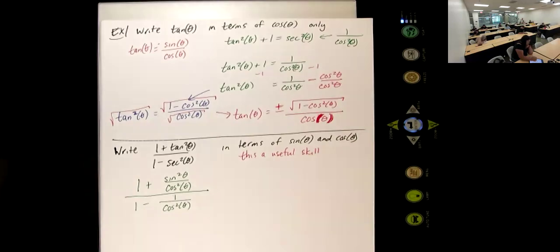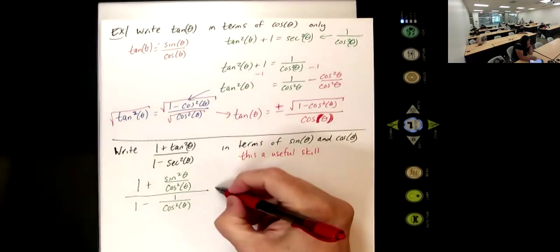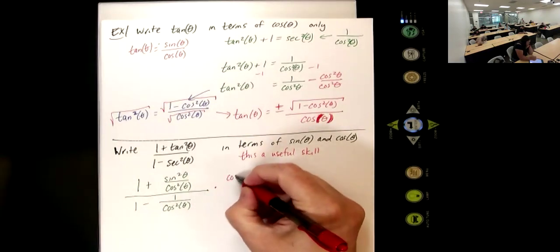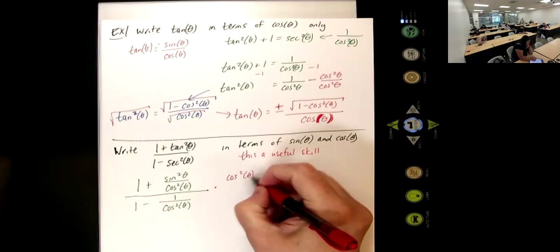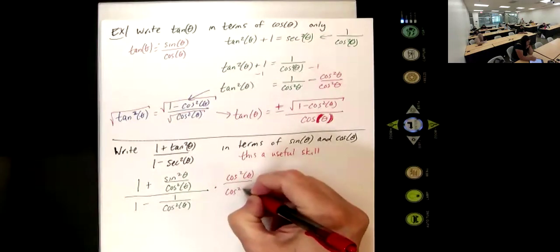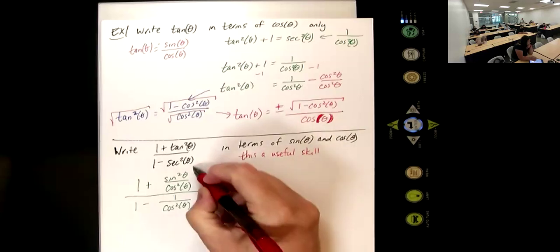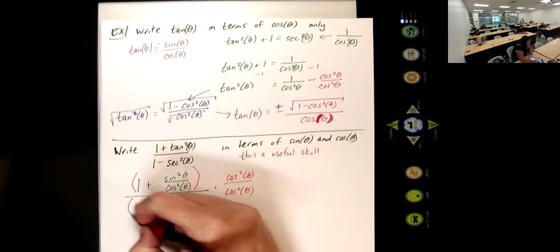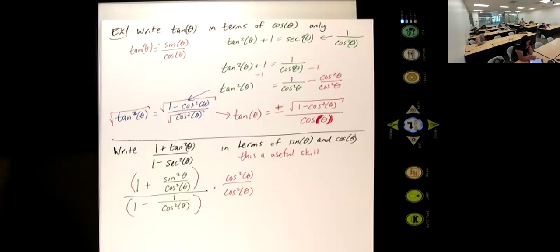Now, complex fractions are awful, that is my official position. So we've got cosine squared thetas on top and bottom. Let's multiply top and bottom by cosine squared theta. And you may want to put this in parentheses, that way you remember you need to distribute to both of them. It's really easy to forget.